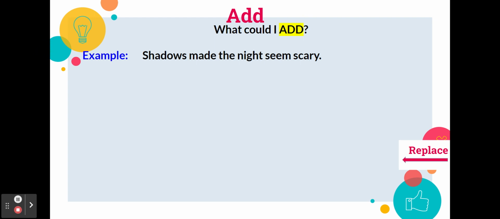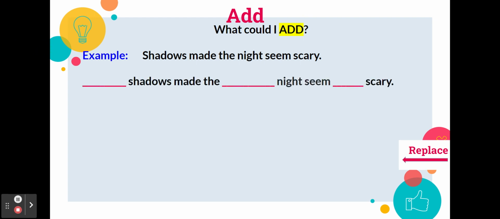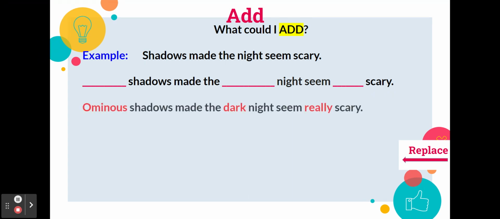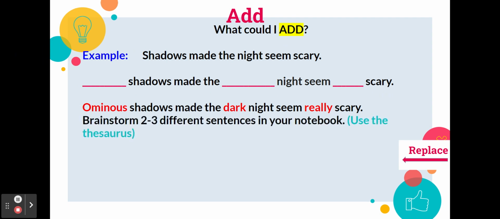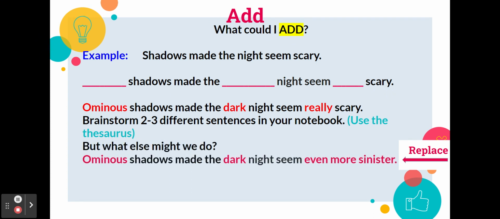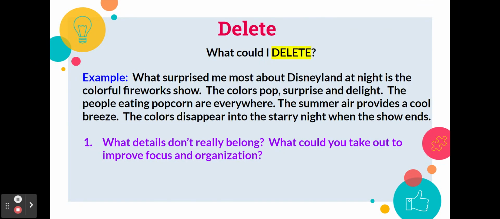You can also add things, right? So shadows made the night scary. So what are things that you can add to here? What kind of shadows, what kind of night, and how scary, right? And so ominous shadows made the dark night seem really scary. And so these are some things that you can do. You can brainstorm a little bit more. You could say ominous shadows made the dark night seem even more sinister. So you're taking out scary and adding something even more different.